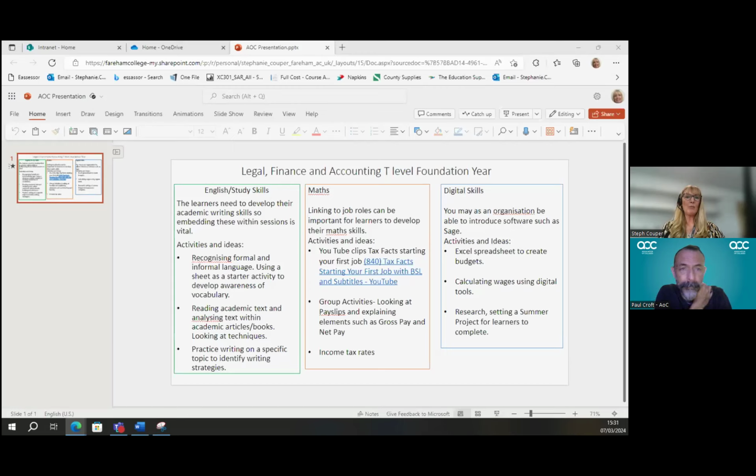So if I go to English first, so English study skills, we really find that learners coming to us now need to develop those academic writing skills. And so what we do is try and embed it within sessions with some sort of little activities to get them engaging in that. One that we've done quite successfully is the recognizing formal and informal language.